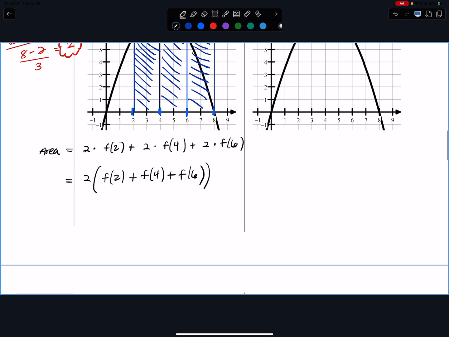Okay, so now you can use the graph. So 2 times f of 2, you said was 6, plus what's f of 4? 8, plus what's f of 6? 6. So you can put this into your calculator if you want. 6 plus 8 plus 6 is 20. 2 times 20 gives me 40.